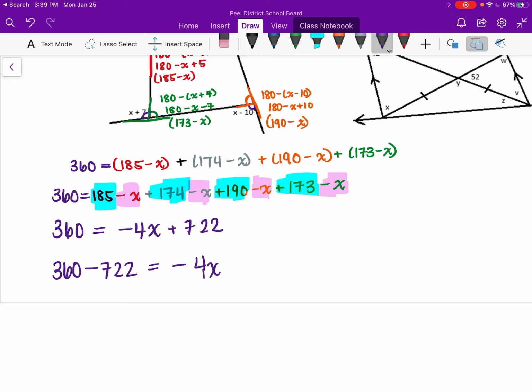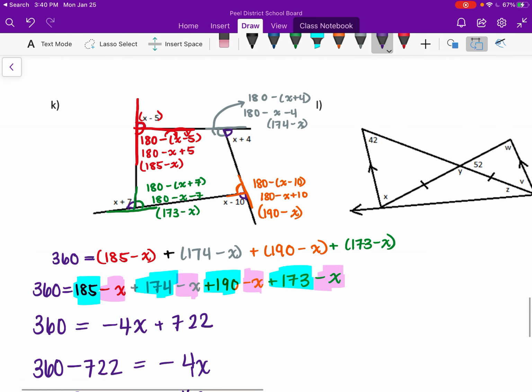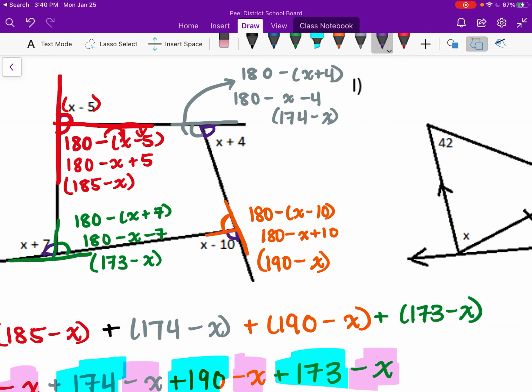Right? So let's just do that. 360 minus 722 is going to give me negative 362 equals negative 4x. Divide both sides by negative 4 to get x by itself. It's going to give me 90.5. It's going to give me x. Right? So now that I have 90.5 is equal to x, it is really easy for me to go and solve these.